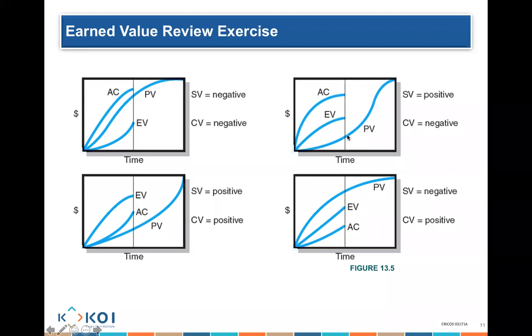I earned more than what I was planned to earn. Is that behind? Ahead for sure. Ahead of schedule. If I earn that much, but it cost me that much, am I over budget or under budget? Over budget, sir. If I've earned that much, but it cost me that much, am I over budget or under budget? Under budget. And if I earn that much, but I was planned to earn that much, it's behind, sir, because I've earned less than I was planned to earn. Does that make sense? Yes, sir.